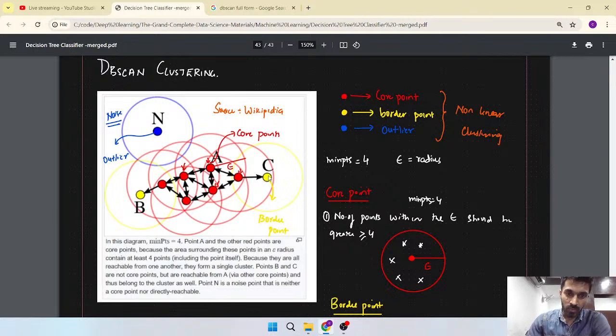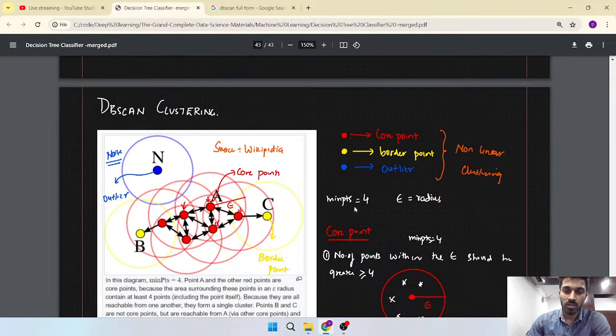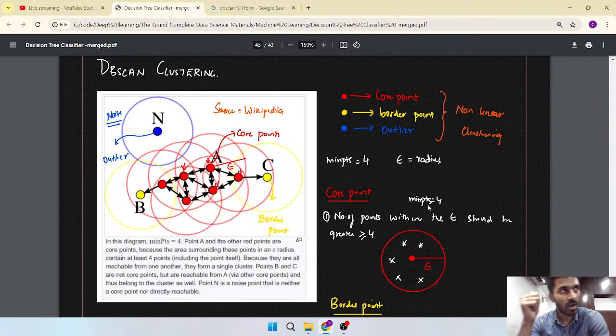Suppose we take one yellow point and create a circle on that point. Epsilon is basically the radius, and epsilon is a hyperparameter, which means you have to try different values of epsilon, the radius, and apply the DBSCAN algorithm. Then you will get good accuracy. This is your epsilon value, and min point is also a hyperparameter. You have to change this also at the time of training your model.